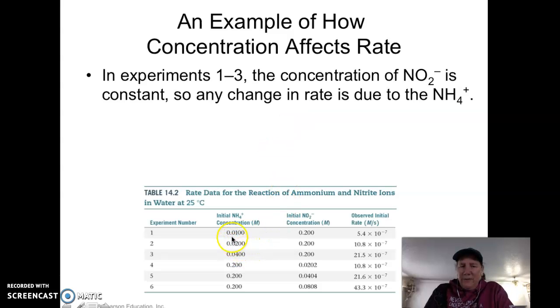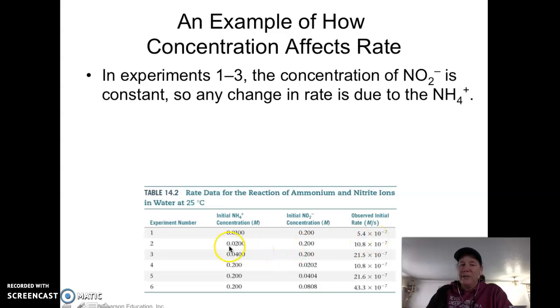If you look here, from experiment 1 to experiment 2, this stays the same. See how it goes from 0.01 to 0.02? I double it. Well, what happens to my rate? It goes from 5.4 times 10 to the 7 to 10.8 times 10 to the 7. It doubles. So if they both do the same thing, the reaction order is 1, because this one's doubling and this one's doubling.